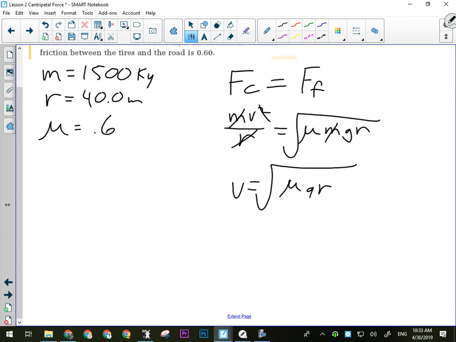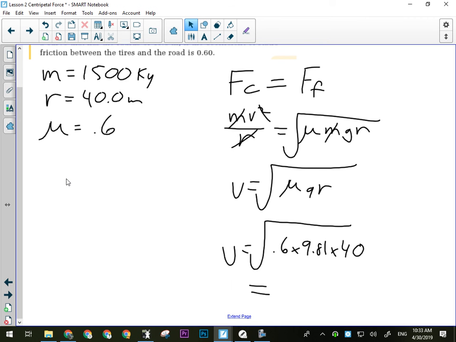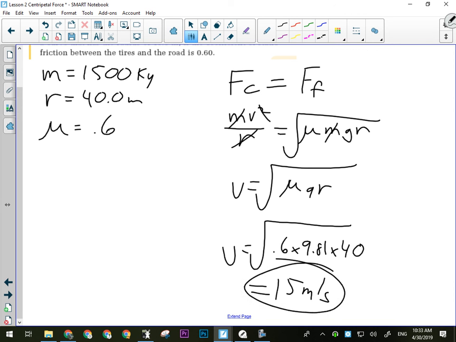When I plug in my numbers here, that's the square root of 0.6 times 9.81 times the radius, which was 40. So our maximum speed going around that corner is 15 meters per second. We only have two significant figures in this one. Is that ringing a bell?